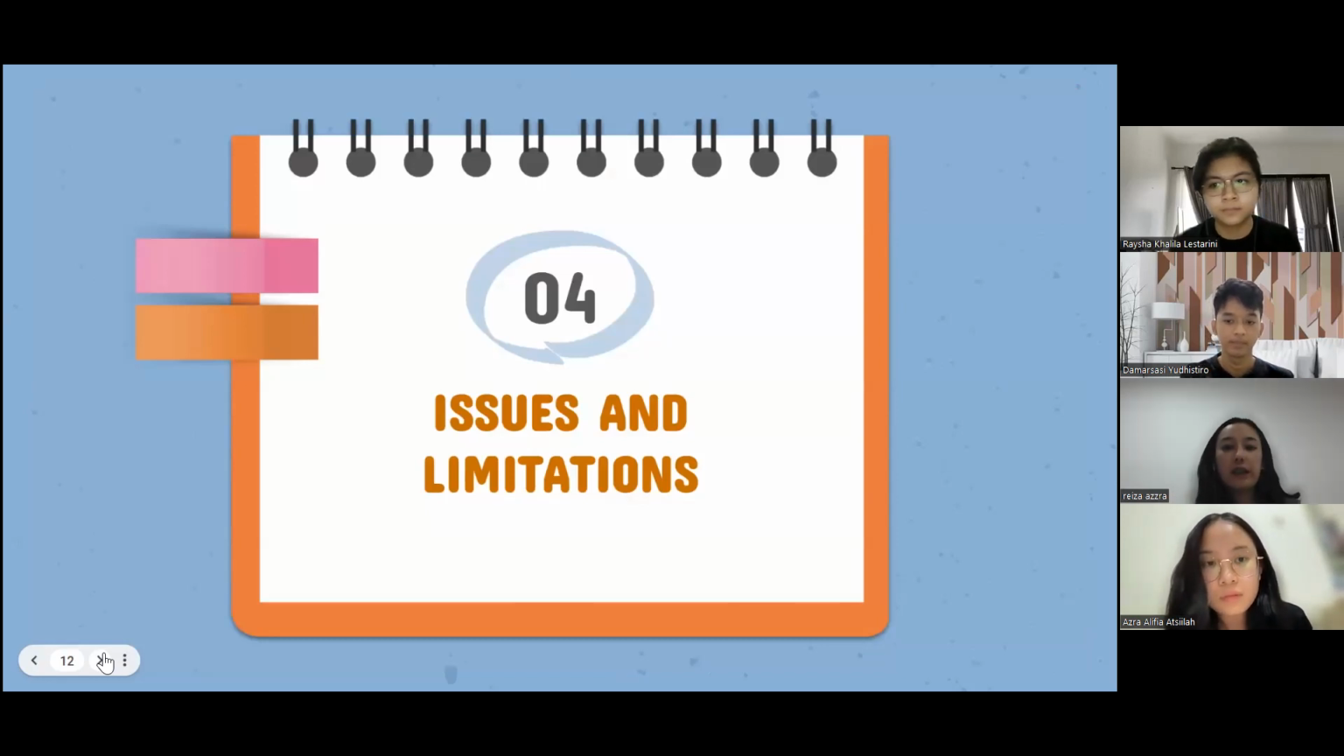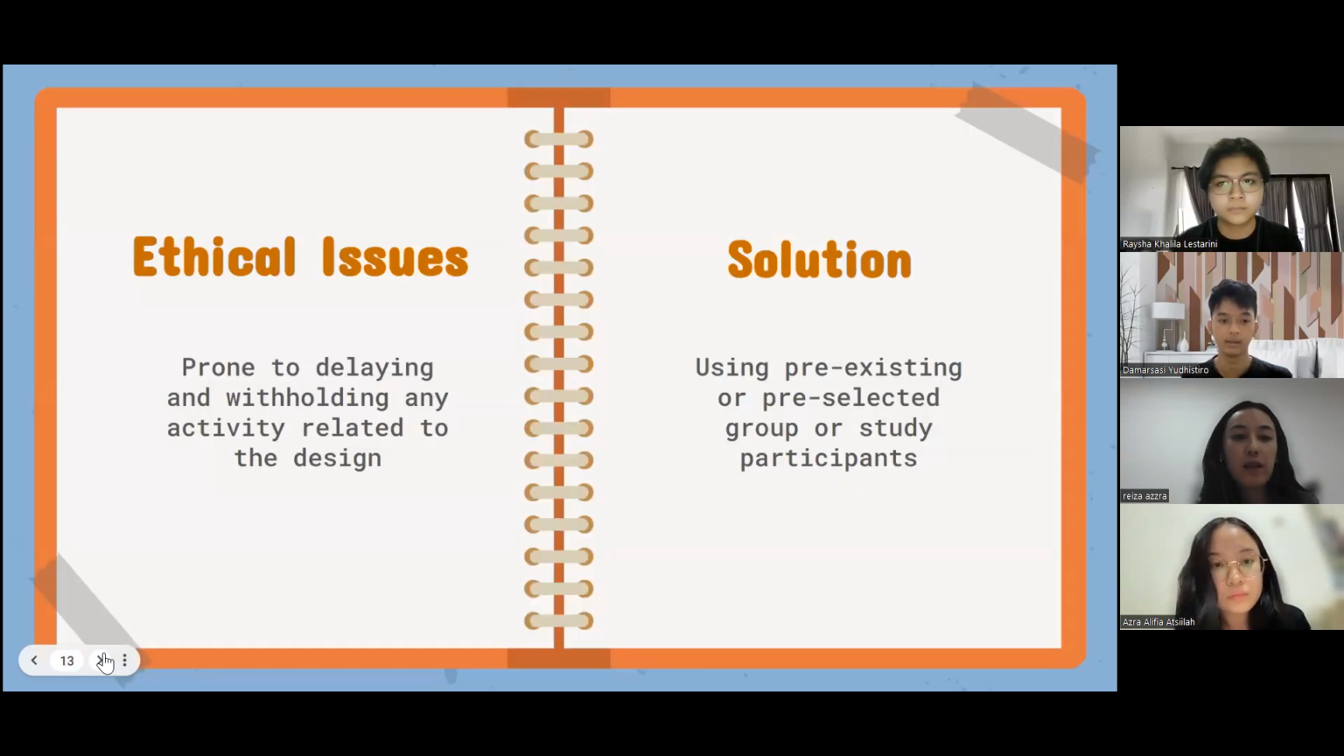Okay, so the last one is the issues and limitations in quasi-experimental design. Next slide. The ethical issue in carrying out this design is that it is prone to delaying and withholding an activity related to the design. For example, the transfer of information to the participants is going to be less effective. So the solution is to use pre-existing and pre-selected groups or study participants. This solution helps to avoid the ethical concerns that are associated with random assignment. Next slide, please.